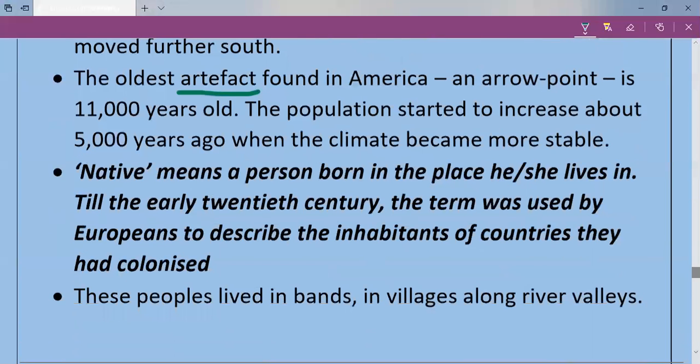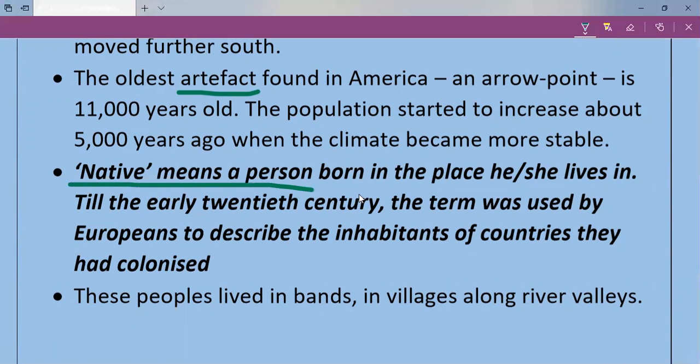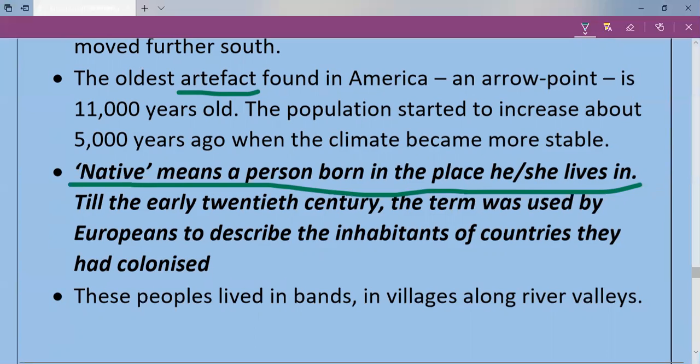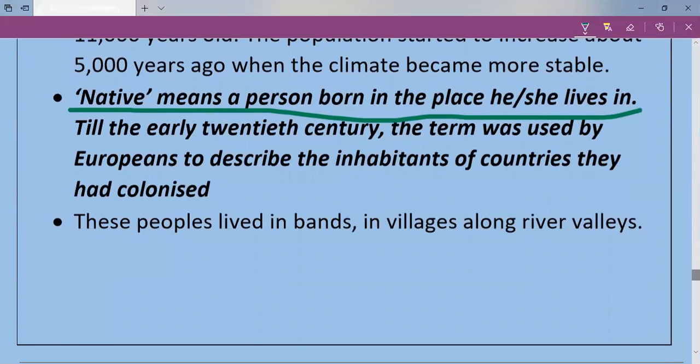Now, what is the word meaning of native? Native means a person born in the place he or she lives in. Okay, which place you belong to, your birthplace, that is what we call native. Till the early 20th century, the term was used by Europeans to describe the inhabitants of countries they had colonized. Okay. So the true living people, that is the original people who are living there, they are the natives. These people lived in bands, in groups, in villages along river valleys.